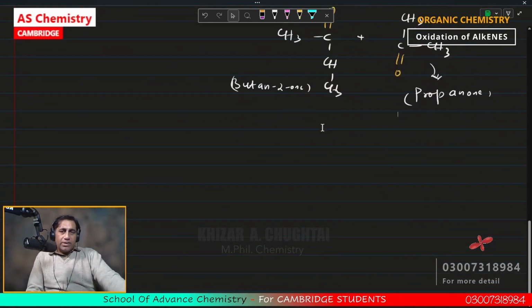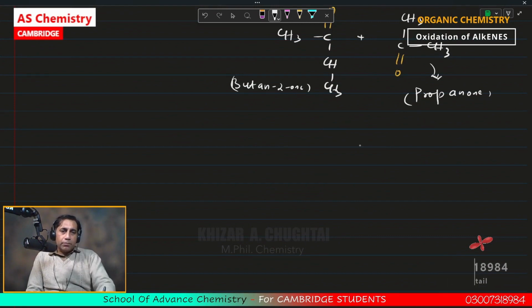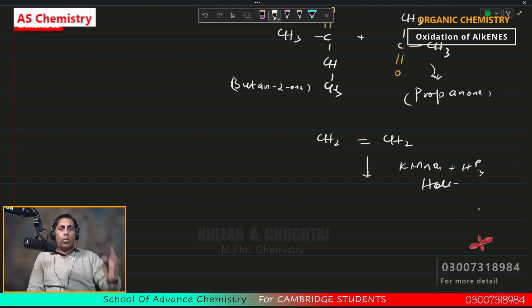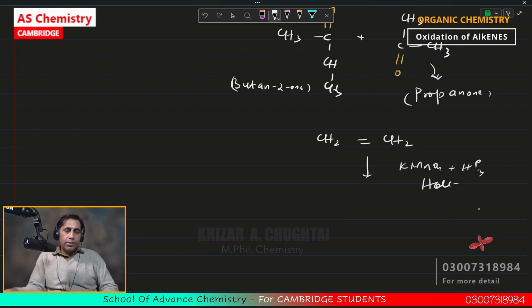Now let's see over here. Once again, I'm going to add another example. For example, CH2 double bond CH2. I'm going to add again KMnO4, H positive ion aqueous, hot. What is the product outcome of this reaction?